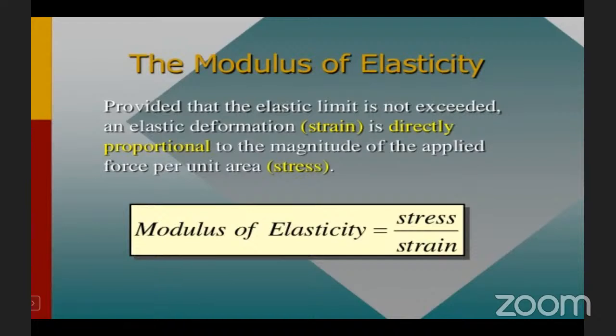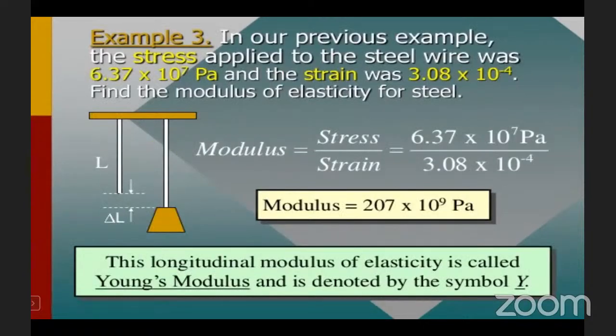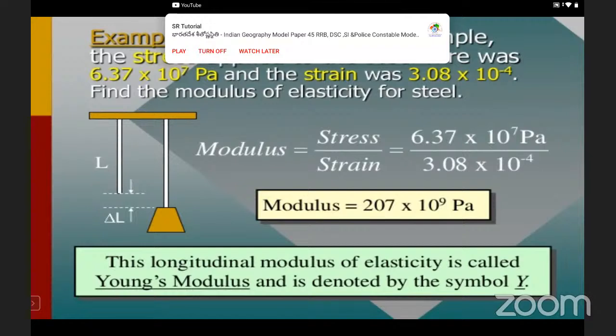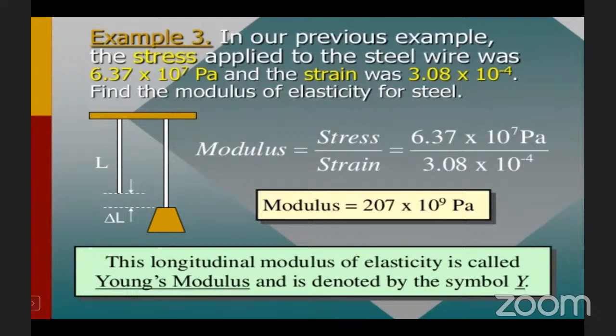This is called the modulus of elasticity. The modulus of elasticity equals what? Stress by strain. Now see here, we found the modulus of elasticity in one of the problems. In our previous example, the stress applied to the steel wire was 6.37 × 10^7 Pascal, and the strain was 3.08 × 10^-4. Now find the modulus of elasticity for steel.